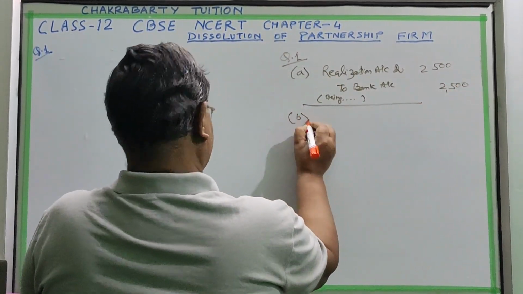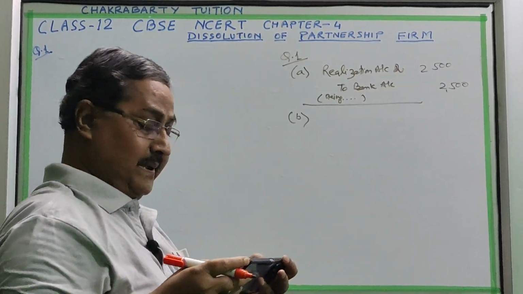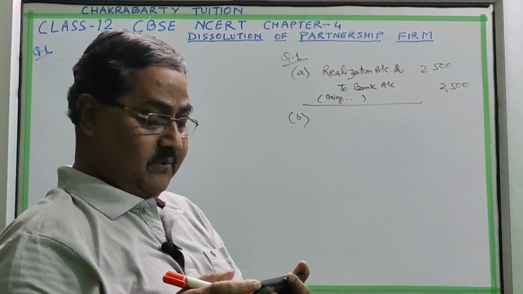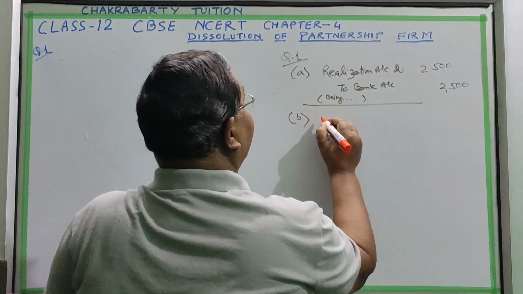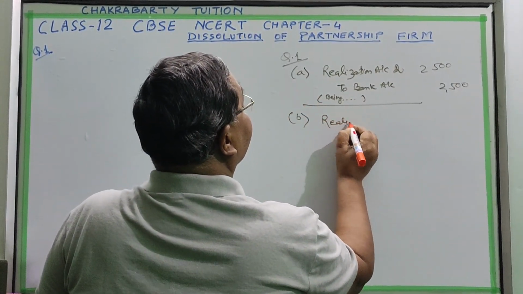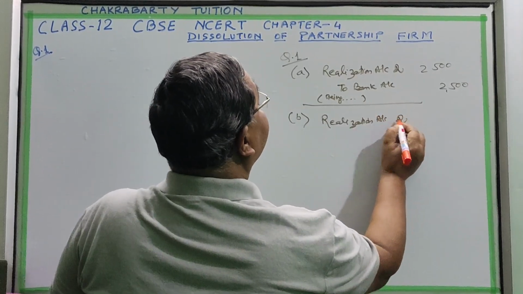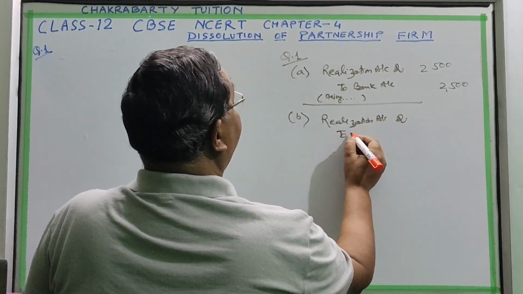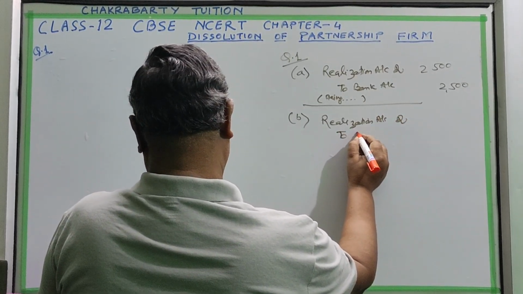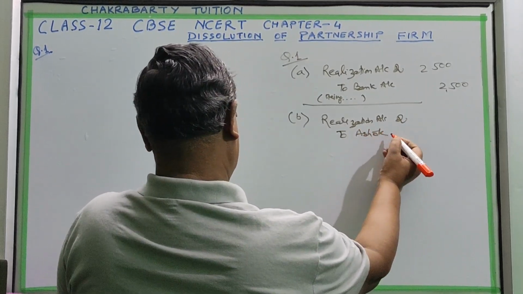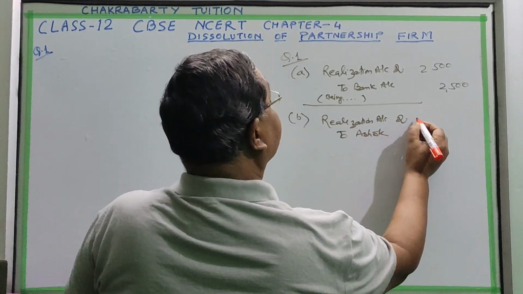So B. Partnership expenses amounting to 3,000 paid by Ashok, one of the partners. Okay. So realization account debit to Ashok, 3,000 rupees.